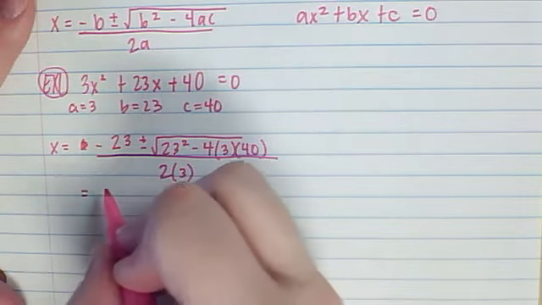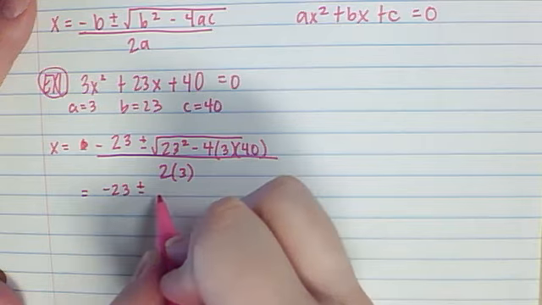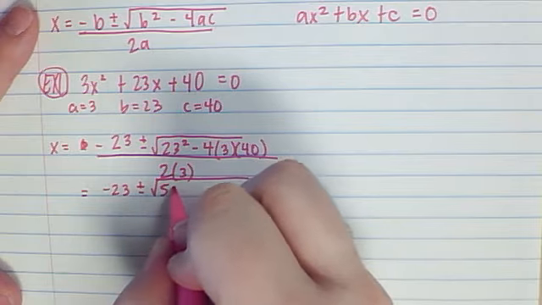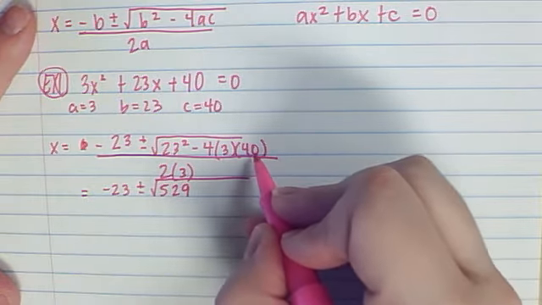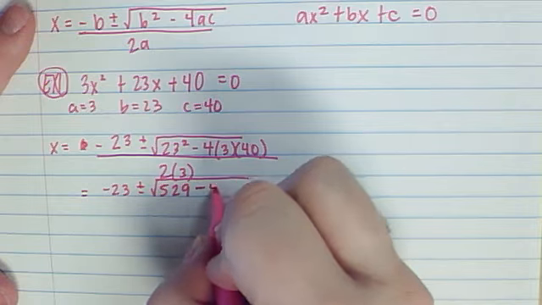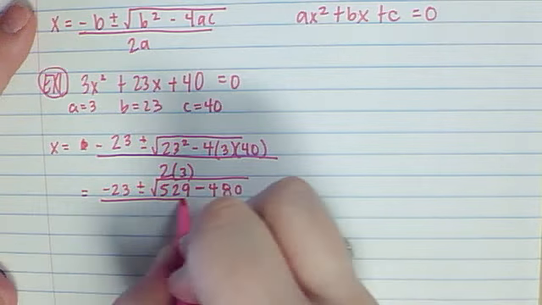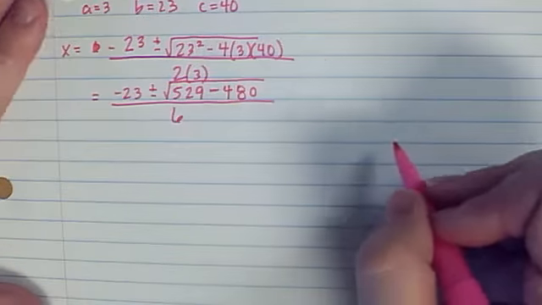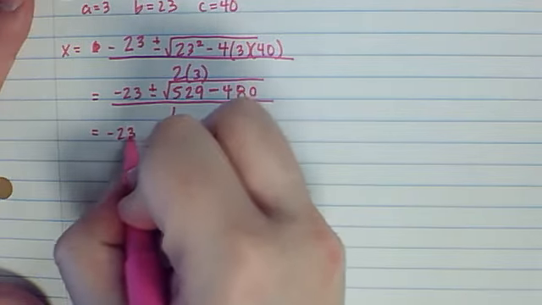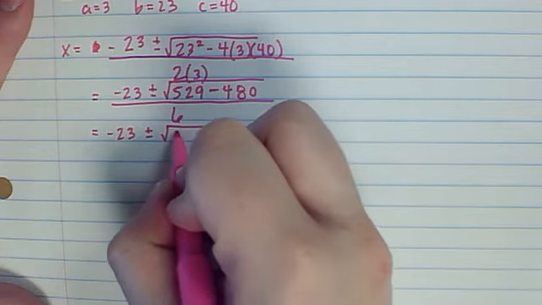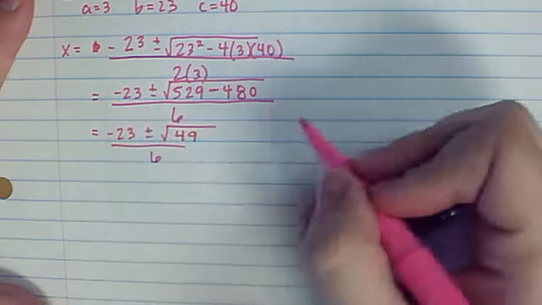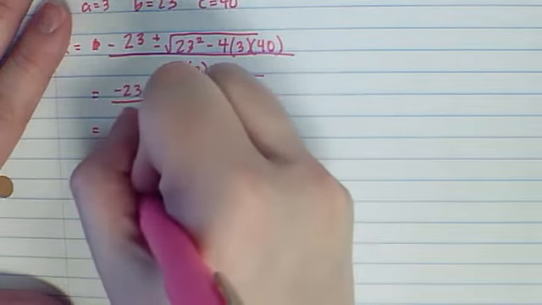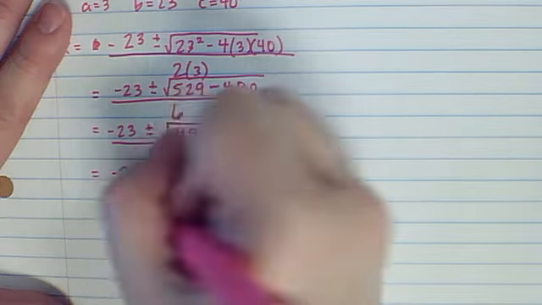So when we simplify this, I'm going to have negative 23 again, plus or minus. If we go ahead and do 23 squared, I get 529. 4 times 3 times 40 is negative 480 all over 6. Okay, let's go ahead and simplify underneath the square root. So negative 23 plus or minus the square root of 49 over 6. Well, this 49, I know what that is. That is 7. So this becomes negative 23 plus or minus 7 over 6.